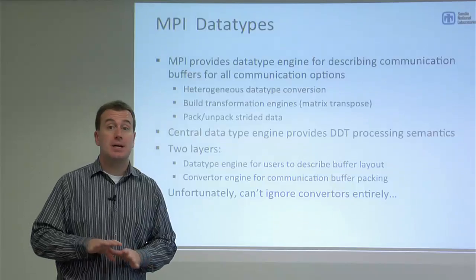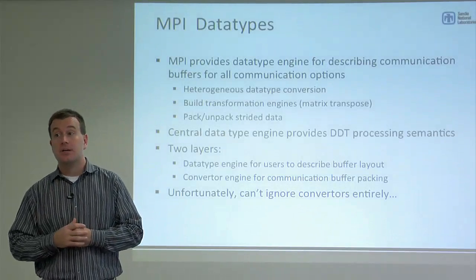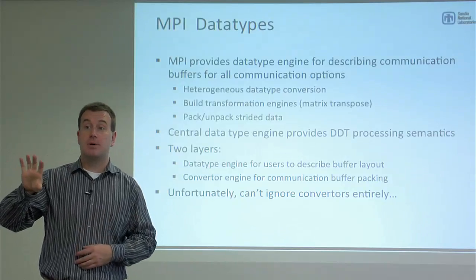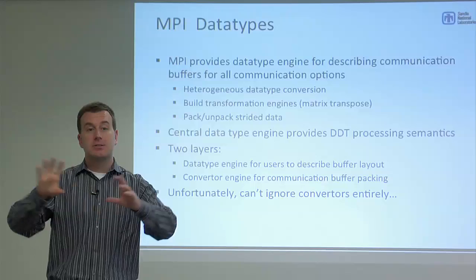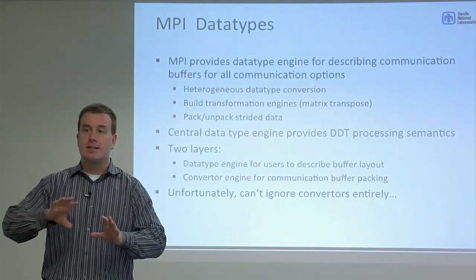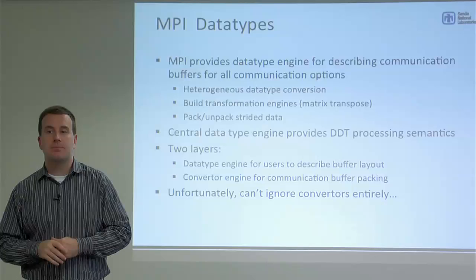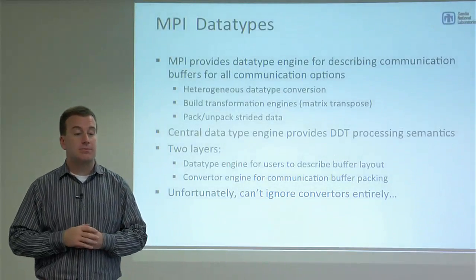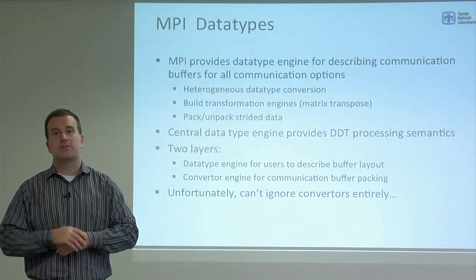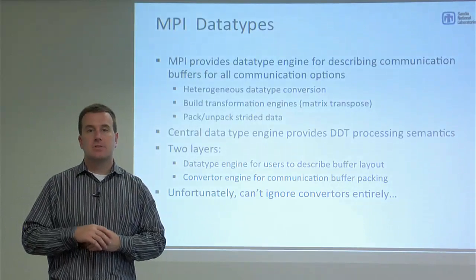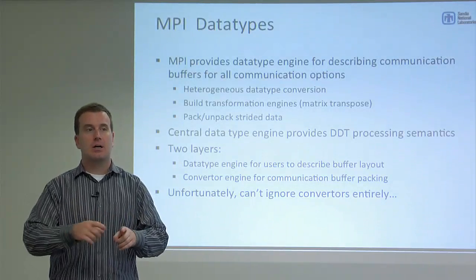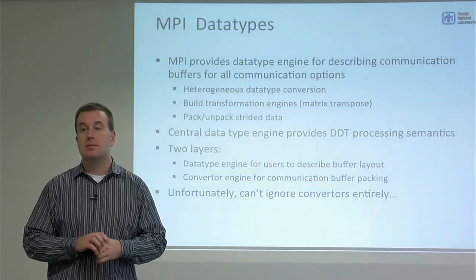So for Open MPI, there are 2 parts of the data type engine. There's what I call the top part, which is the data type part, where you describe, okay, this is what my buffer looks like, and it has this many integers and this many floating point numbers in it. And then there's the bottom layer, the converter, which takes that description and gives the transport engine, all right, here's the IOVEC of base and bounds that you need to send.